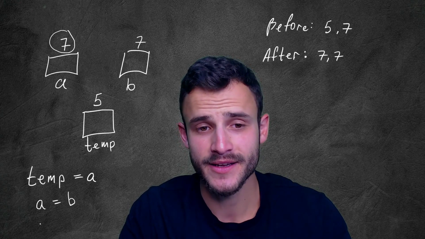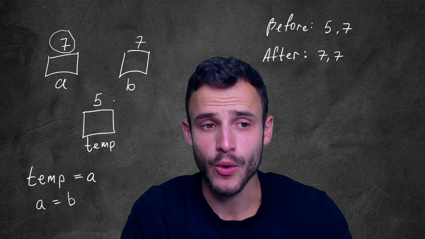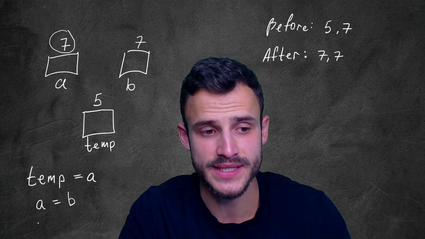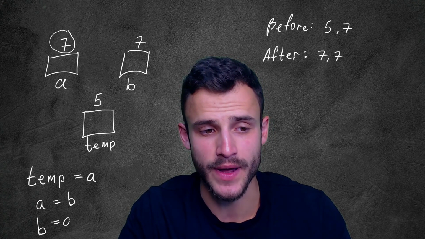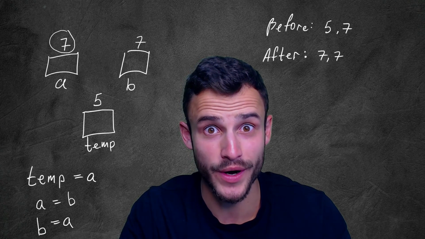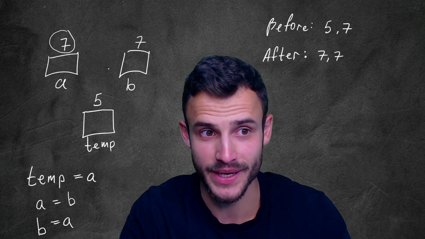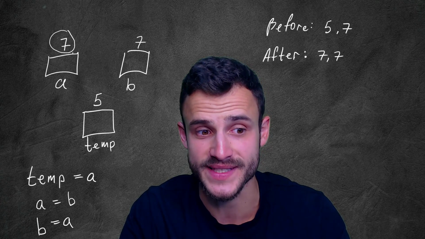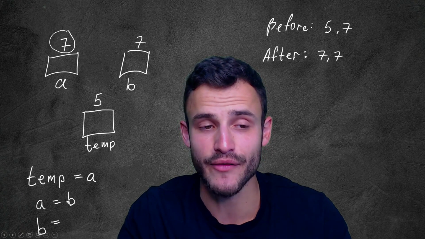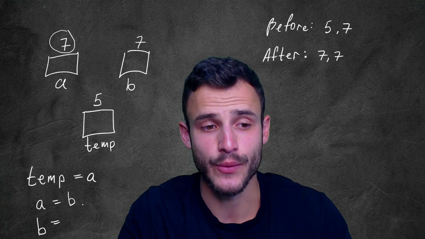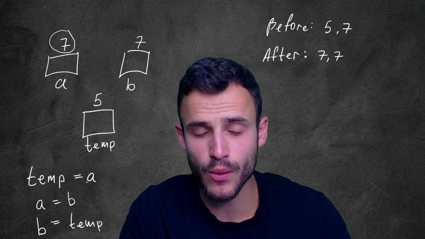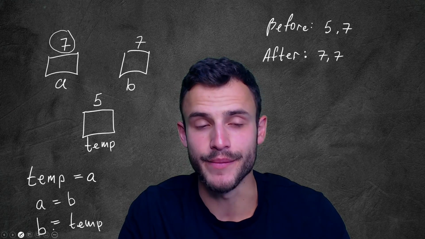And finally, what should be the last operation? We want variable b to have the value of 5. So let's say b equals a. Is it okay? If we say b equals a, will it work? What do you think? No, it won't, because a already has the value of 7. So that's why we need to use the value stored inside this temporary variable, which is the value of 5. So b equals temp. So temp equals a, a equals b, b equals temp.